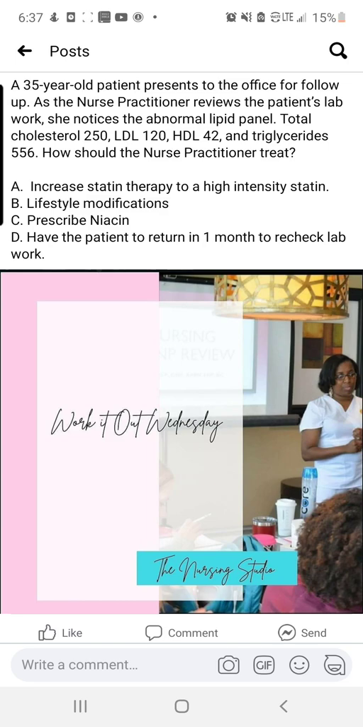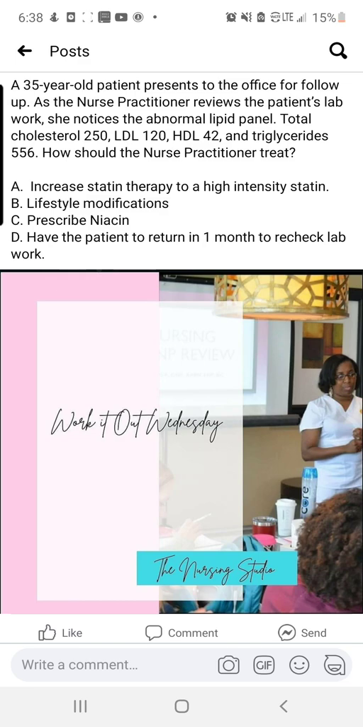So again, let's look at the lipid panel. The total cholesterol is 250. That's too high because it's greater than 200, correct? The LDL is 120. We want it less than 100 unless they have cardiac disease or two or more comorbidities. So in this case, it's still over 100. The HDL is okay, and the triglycerides are 556. So that's elevated. That's greater than the 150 that we want it to be less than.